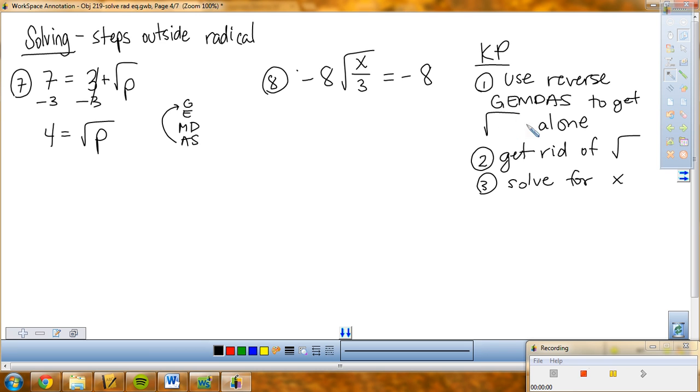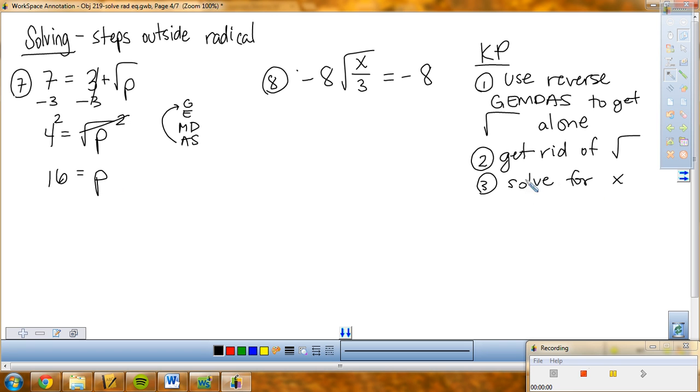So do I have any other steps to worry about? No. Once my radical is alone, I can move on to step 2, where I need to work on getting rid of that radical. So if I have my square root, what is the inverse operation? I'm going to square both sides. So that's going to eliminate my square root. And 4 squared simplifies to 16. And my p is all by itself.